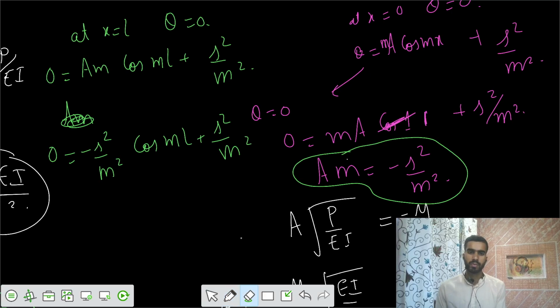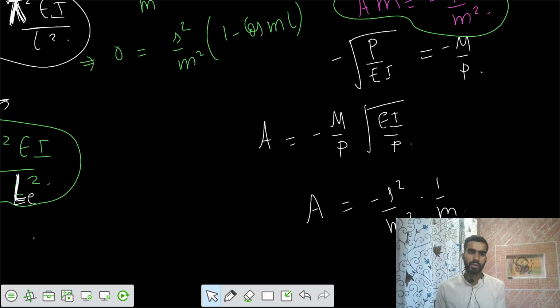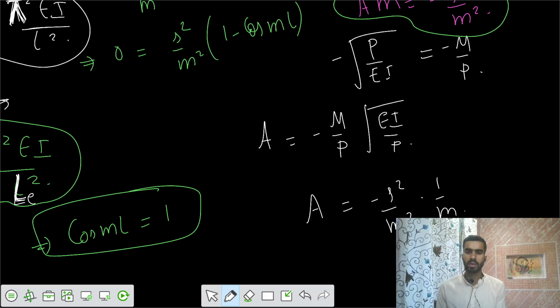Let's take that equation now. I would say 0 equals s square by m square times 1 minus cos of ml. That is 0. So finally we got this equation: cos of ml equals 1.